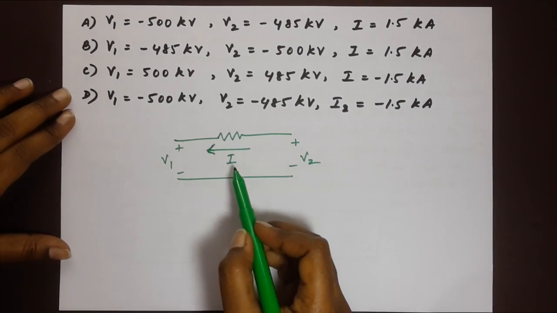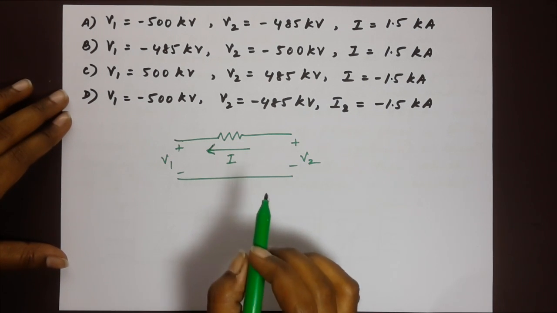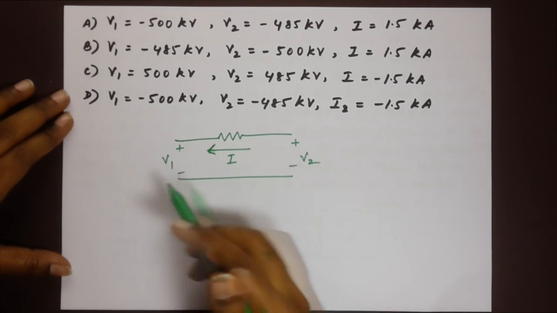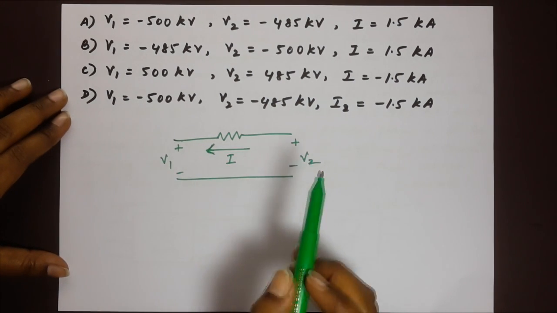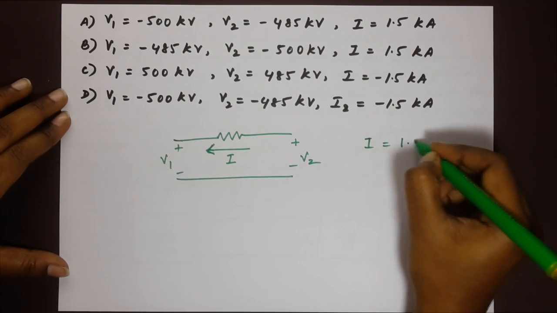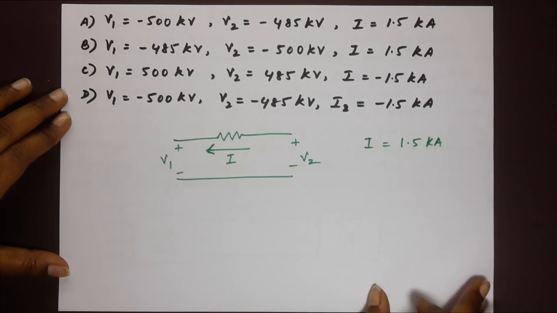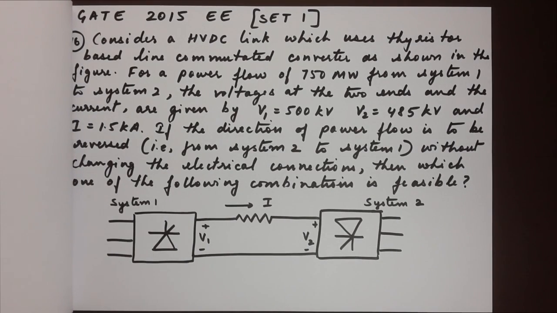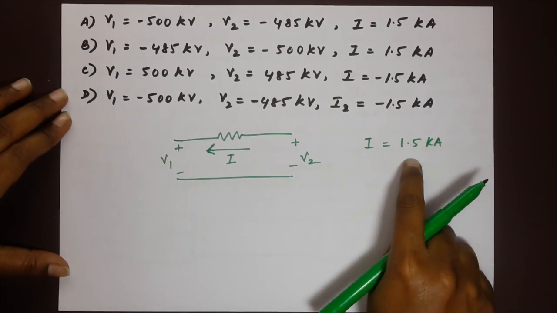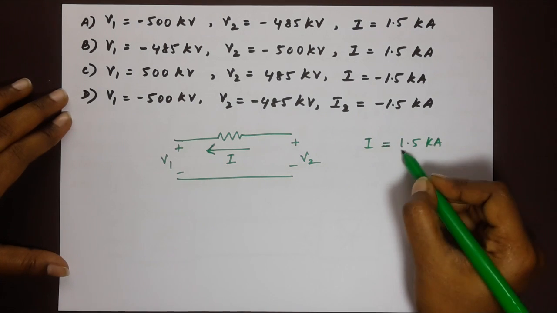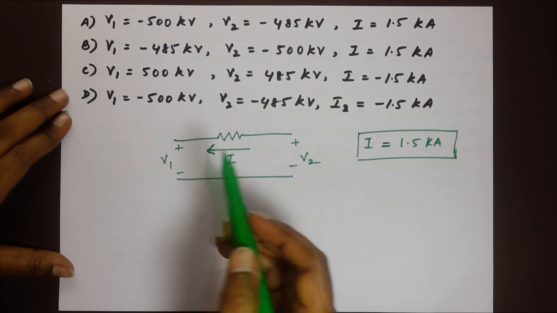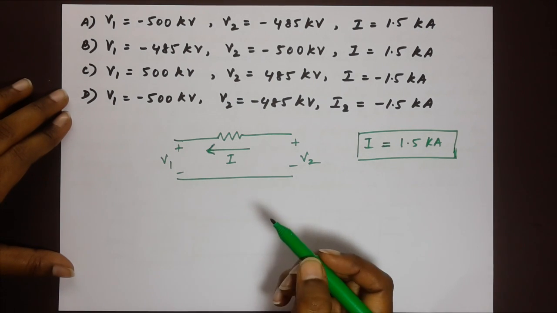The important point here to remember in case of an HVDC link is that if the current is reversed or if the power flow is reversed, the current must remain the same, which means that it must have the same polarity. So, current I is the same as 1.5 kiloamps as given in the question. If it is reversed, the value remains the same, it is 1.5 kiloamps. This doesn't change, which means that there is some change in the voltages.